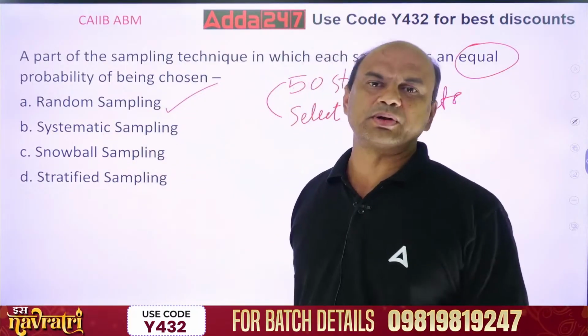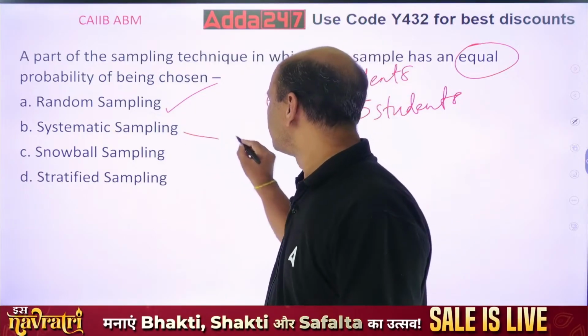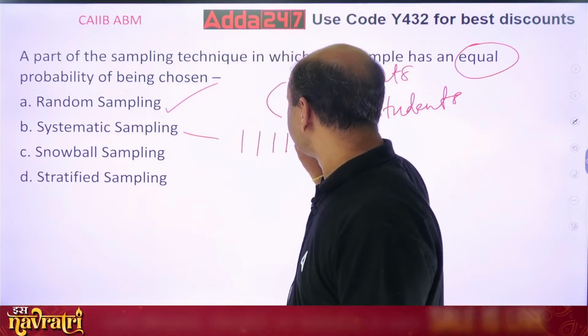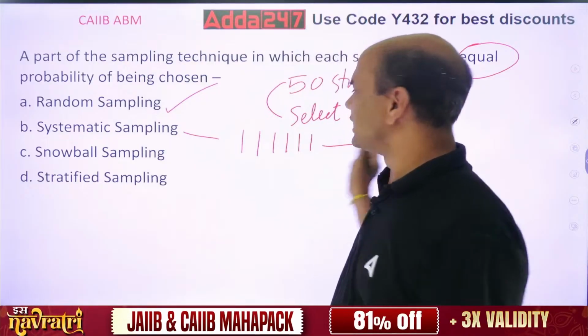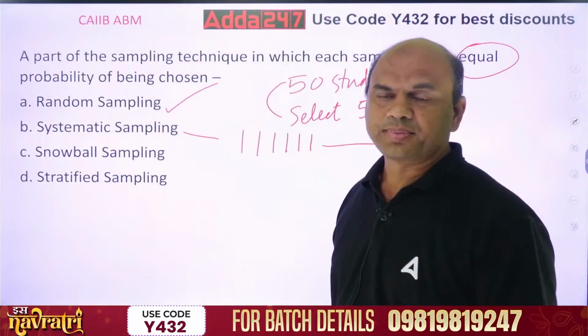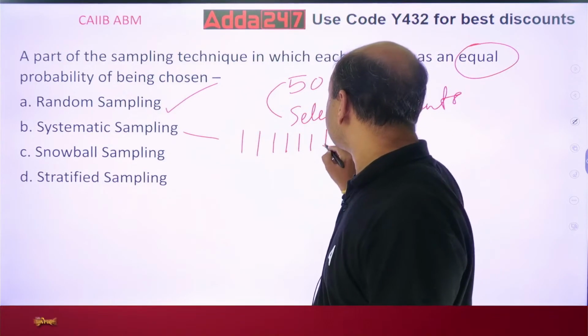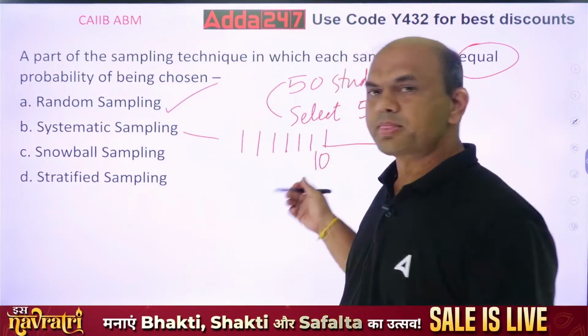Systematic. Systematic means what? I'll tell these 50 students what you do. You stand in a line. All these 50 stand in a line. I don't know who is standing. And then what you do is every 10th student is selected.